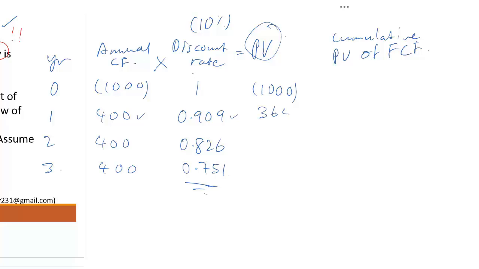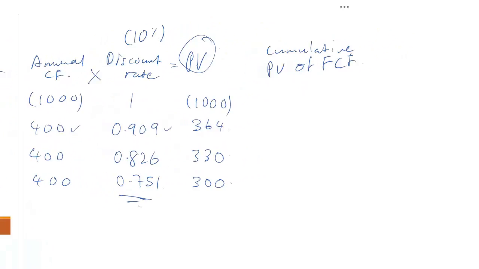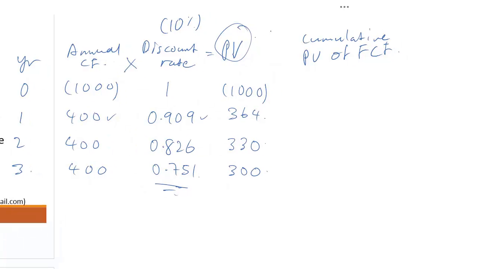I'm using the nearest whole number or the nearest dollar. Repeat the same for year 2. 400 multiplied by 0.826 gives you 330. Okay, repeat the same for year 3. 400 multiplied by 0.751 gives you a remaining of 300.